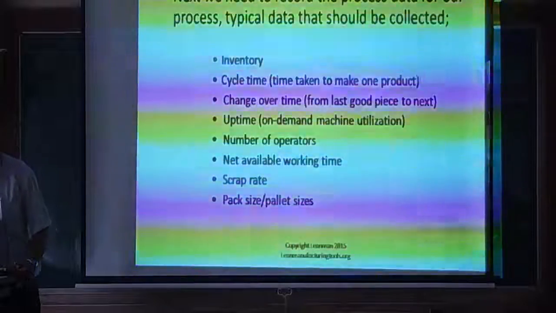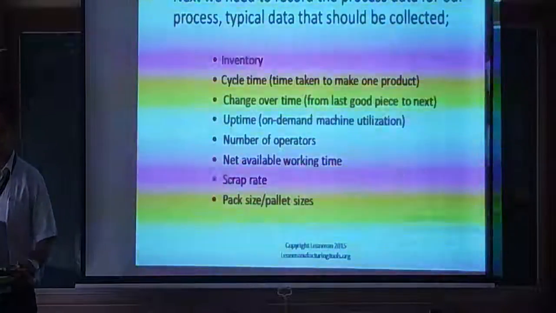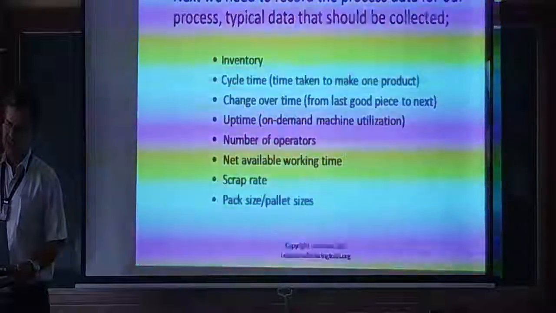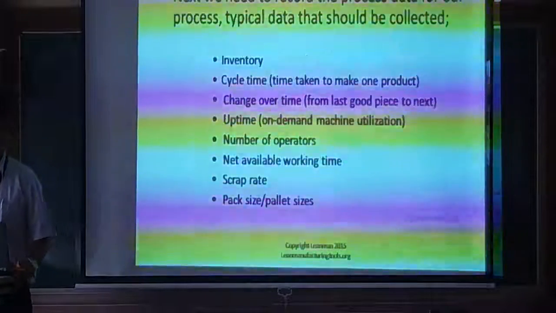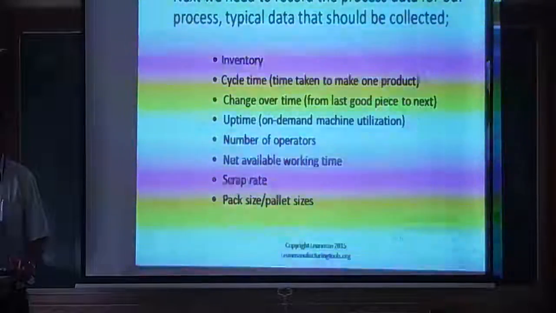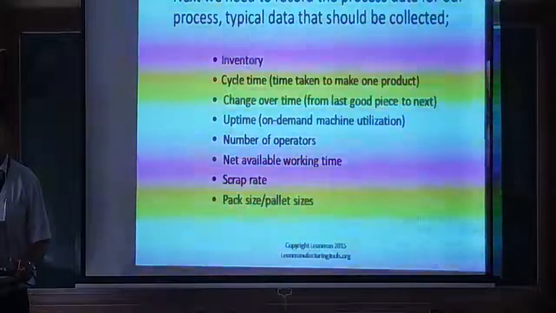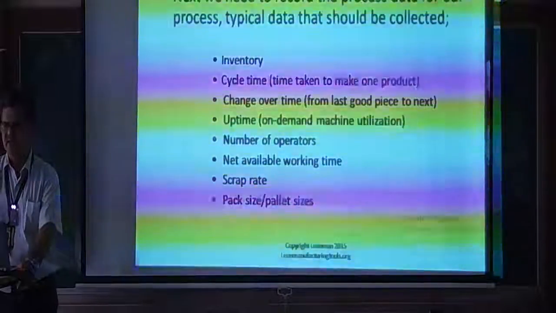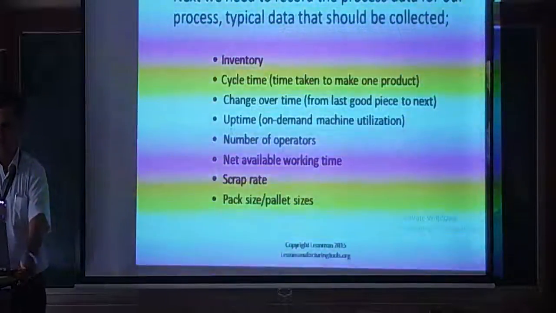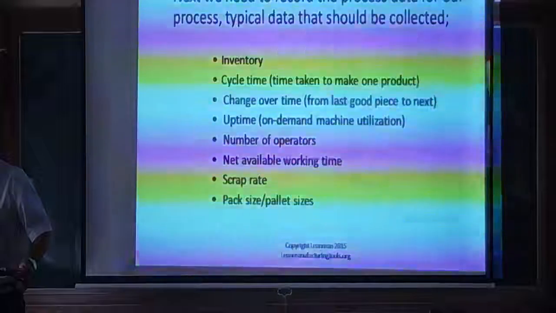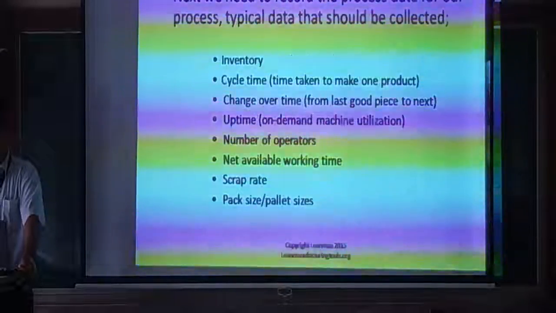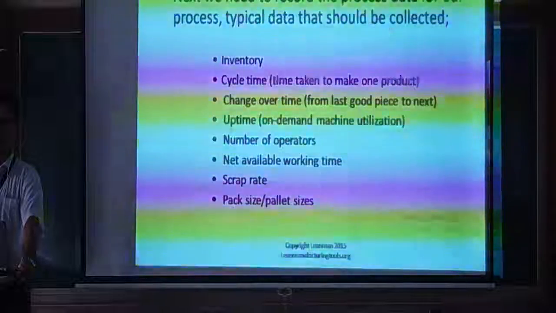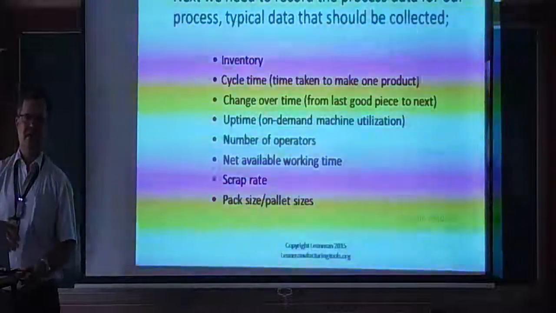Collect the process data. Next, we need to record the process data for our process. What data are you supposed to collect? That is inventory, and cycle time, the time taken to make one product. Cycle time is very important. Lead time, cycle time, takt time, all these things should be known to you in advance for drawing the value stream map. Then changeover time, from the last good piece to the next, which happens when you change the product.